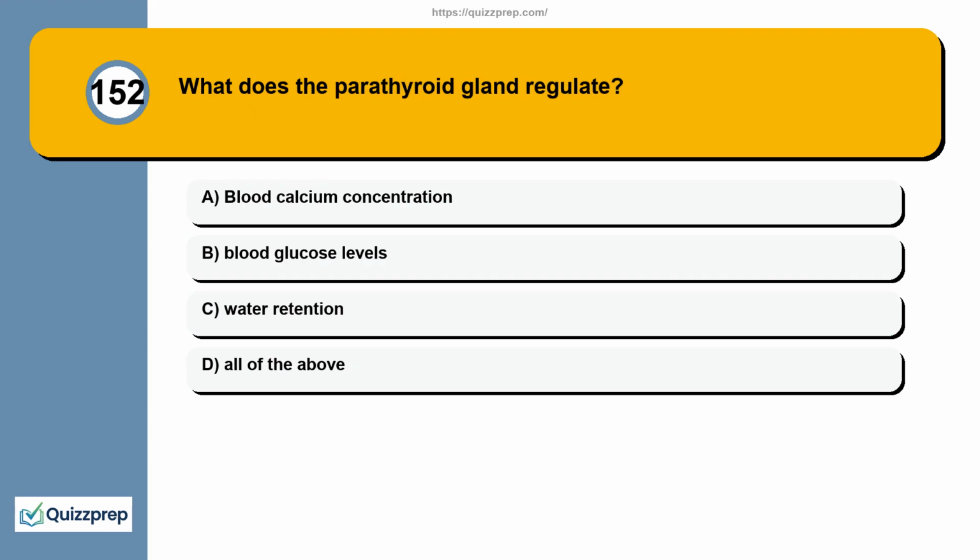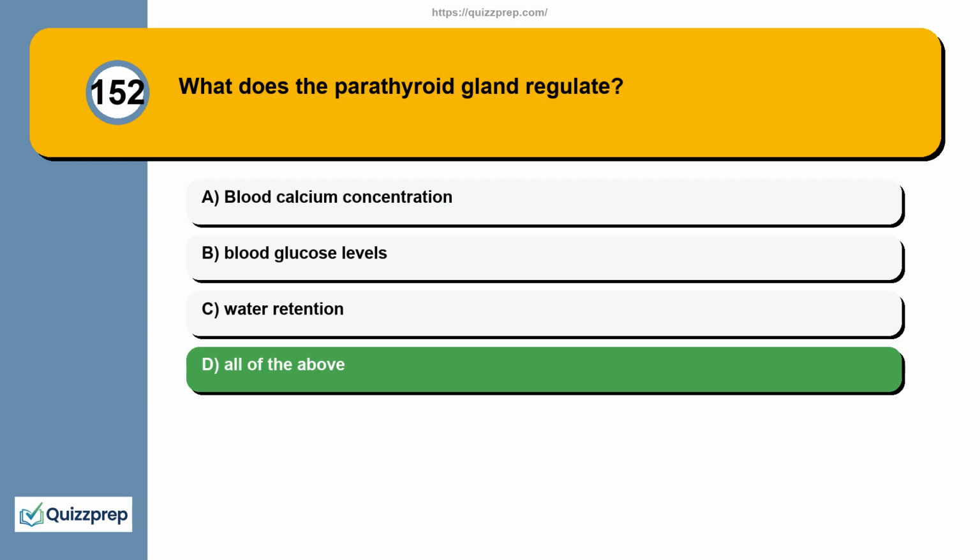Question 152. What does the parathyroid gland regulate? Option A, blood calcium concentration. Option B, blood glucose levels. Option C, water retention. Option D, all of the above. The correct answer is option D, all of the above.